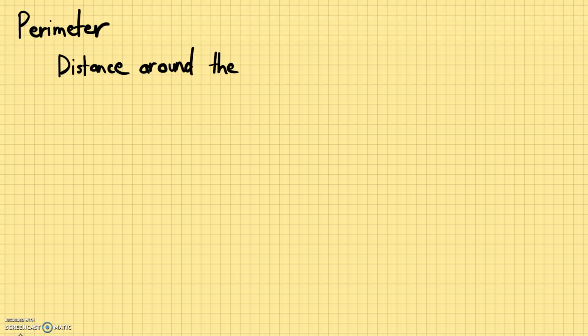Today we're going to be learning what's called the perimeter. The perimeter is the distance around, let me write the definition underneath here, the distance around the polygon.